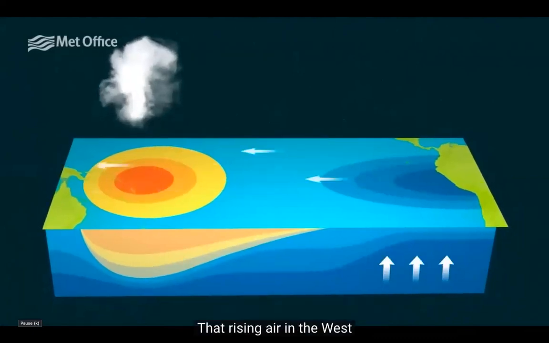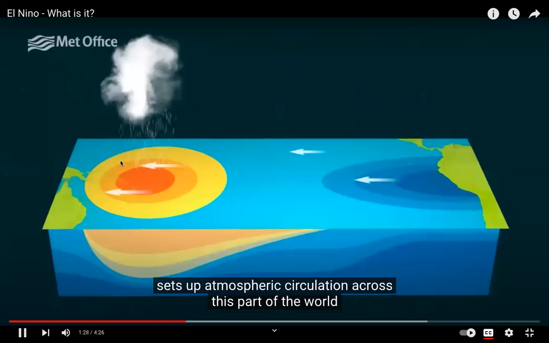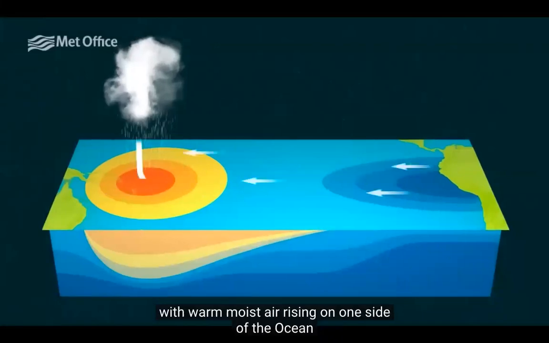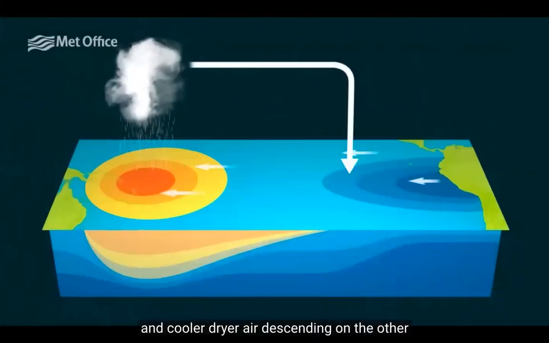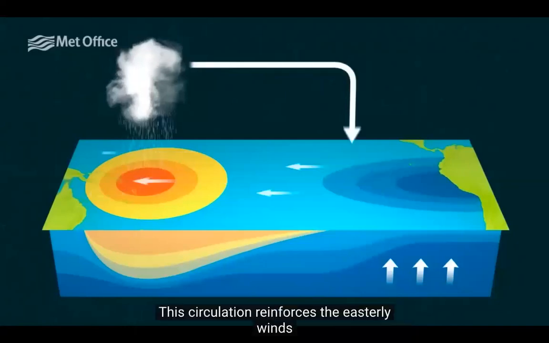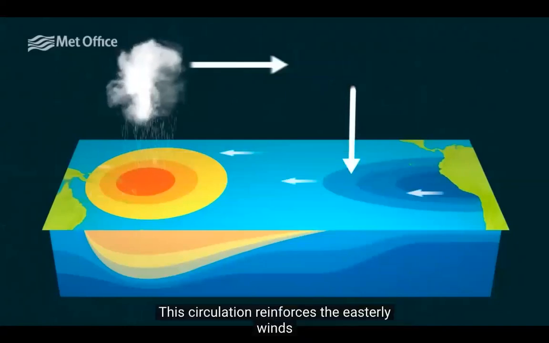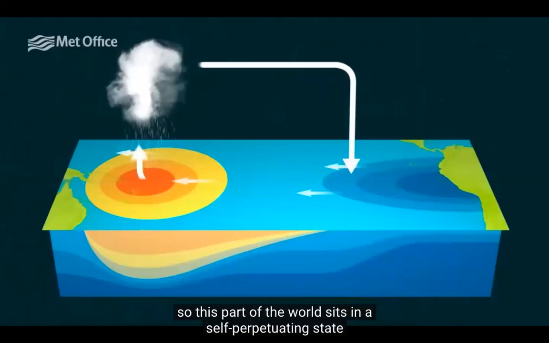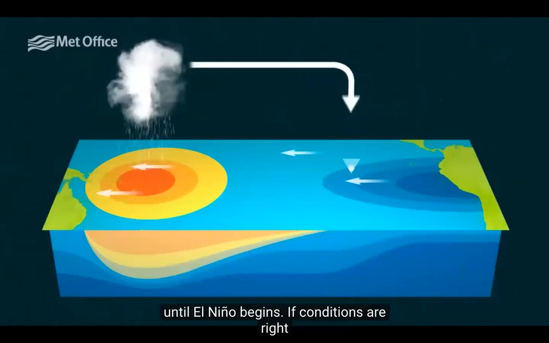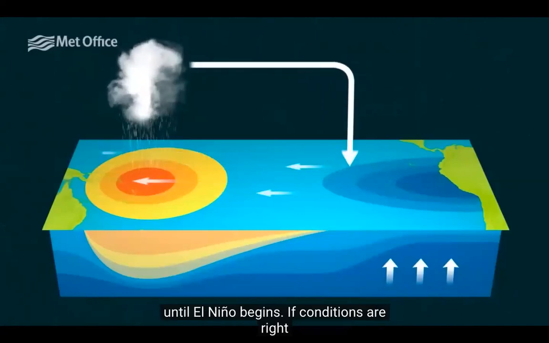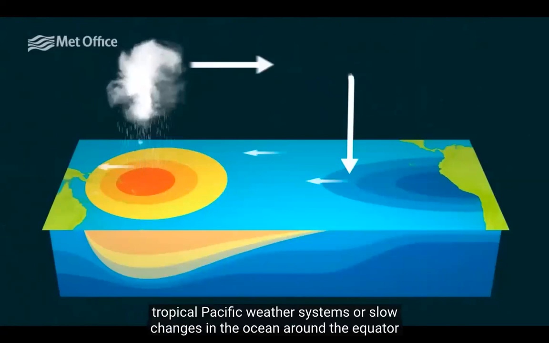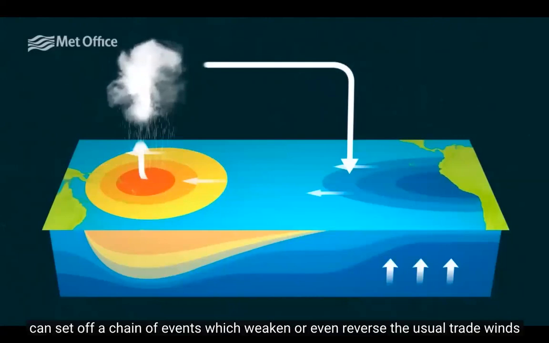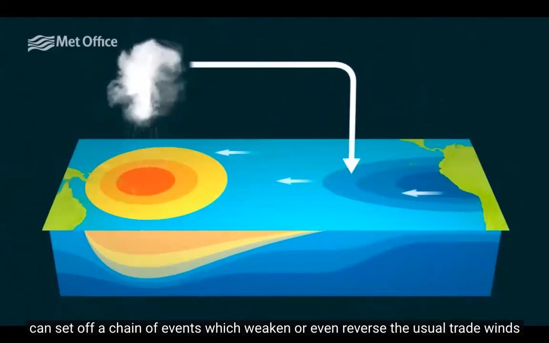That rising air in the west sets up atmospheric circulation across this part of the world, with warm, moist air rising on one side of the ocean and cooler, drier air descending on the other. This circulation reinforces the easterly winds, so this part of the world sits in a self-perpetuating state until El Niño begins. If conditions are right, tropical Pacific weather systems, or slow changes in the ocean around the equator, can set off a chain of events which weaken or even reverse the usual trade winds.